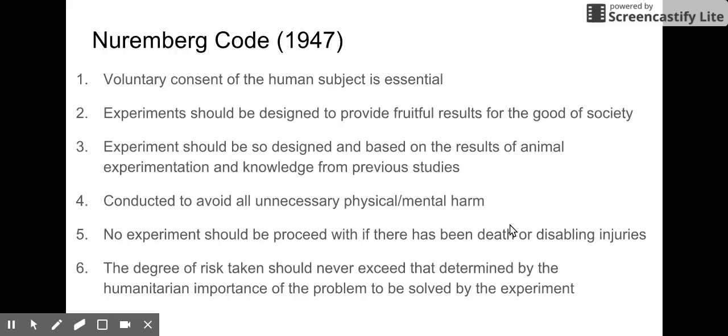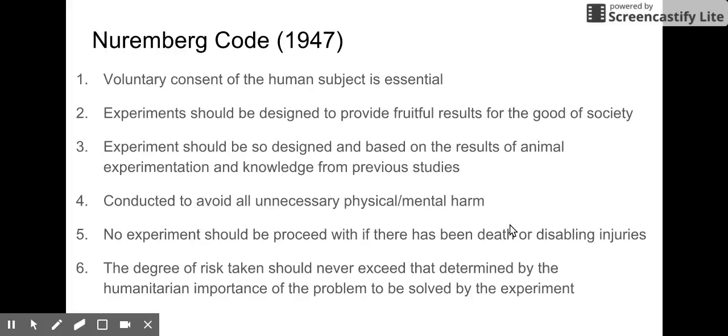The second one was experiments should be designed to provide fruitful results for the good of society. So experiments should be done to benefit society. They shouldn't be done just for someone else's own use.